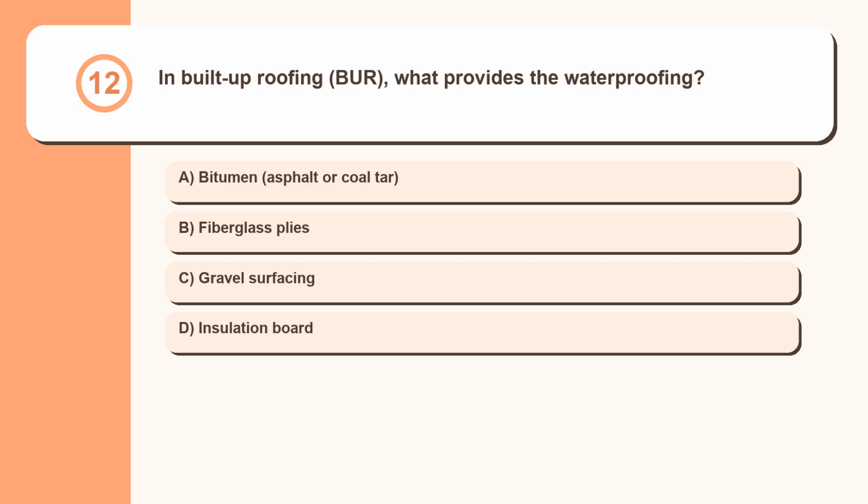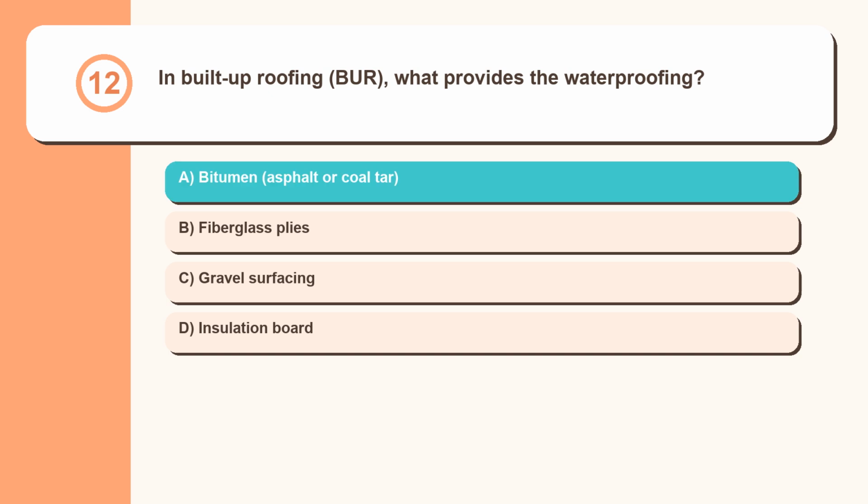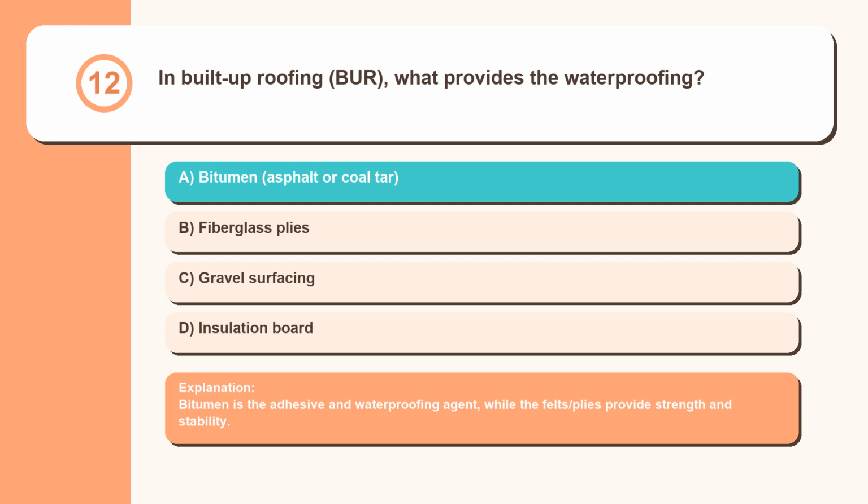Question 12. In built-up roofing, BUR, what provides the waterproofing? Bitumen, asphalt or coal tar, fiberglass plies, gravel surfacing, insulation board. Bitumen is the adhesive and waterproofing agent, while the felt plies provide strength and stability.